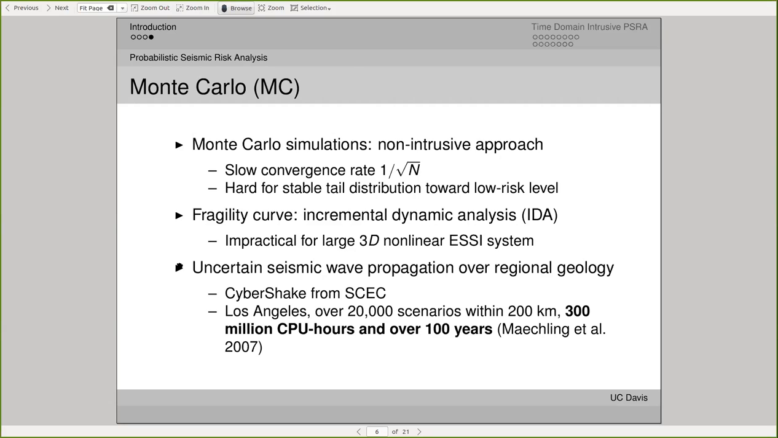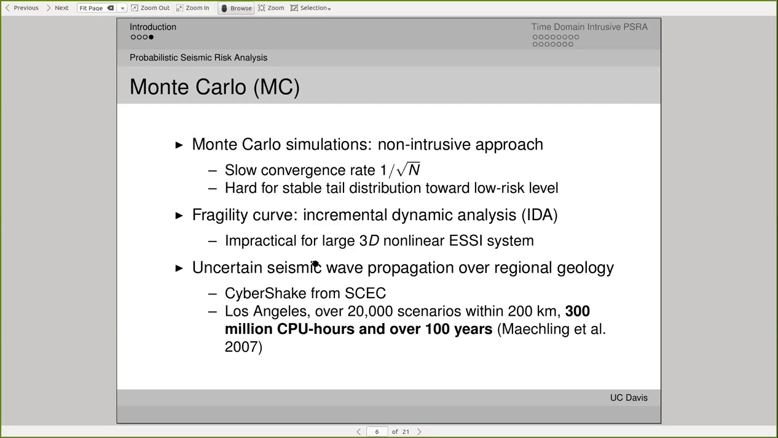But unfortunately, for example, in our current framework, we do use the incremental dynamic analysis technique to derive the structure fragility curve, which is essentially a Monte Carlo type simulation. You might need to run hundreds or even thousands of nonlinear dynamic structural analyses to get a structure fragility curve. And this is impractical for complex nonlinear large engineering systems in practice.